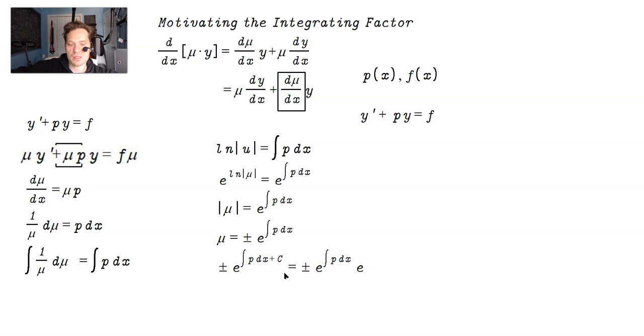But then e to the c is just a constant. In other words, you would have plus or minus e to the c times e to the antiderivative of p dx. So you see this is a constant here. If you multiply it across, the constant cancels off anyway. So the point is that this integrating factor in its simplest form is this one right here: e raised to this antiderivative of p dx. That's it, whatever p happens to be.